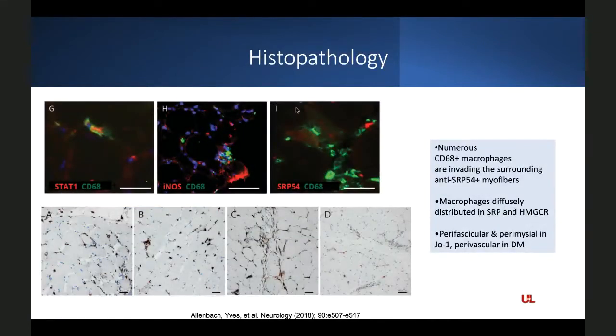Moving ahead, for the histopathology of this particular subtype, you see a lot of macrophages. In fact, the numerous macrophages around the myofibers are the possible cause for necrosis in these patients. And you can see it perivascular and perimysial, as we saw earlier in dermatomyositis and antisynthetase as well. But here, the main thing is the macrophages, which invade the myofibers.